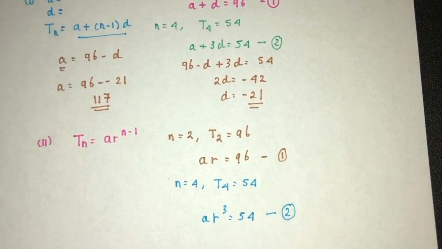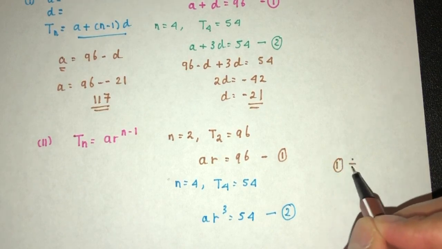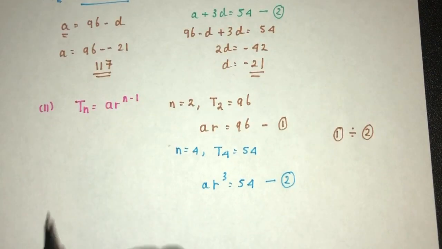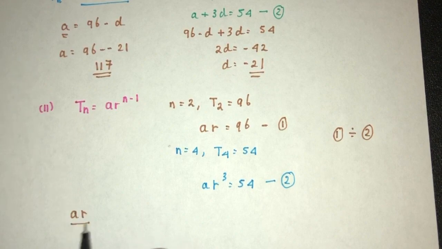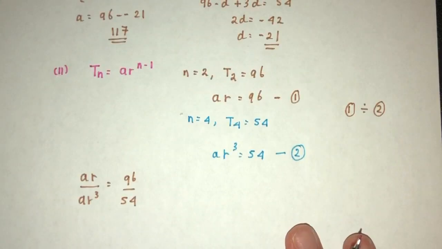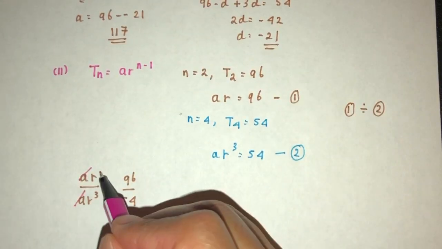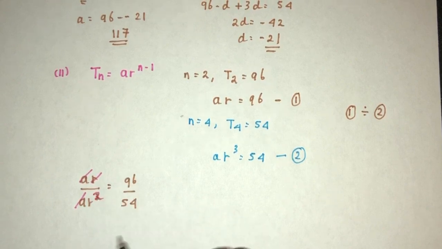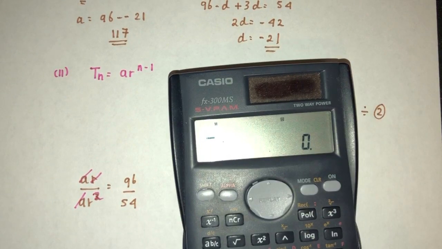In this case, we can solve by, again, substitution. But an easier way is to take number 1 and divide by number 2. Let's see what happens. You will have on one side, ar over ar cubed, equal to 96 over 54. So the a will cancel out. This will become r squared. So you will have 96 divided by 54.